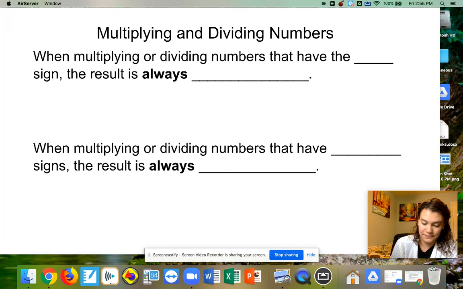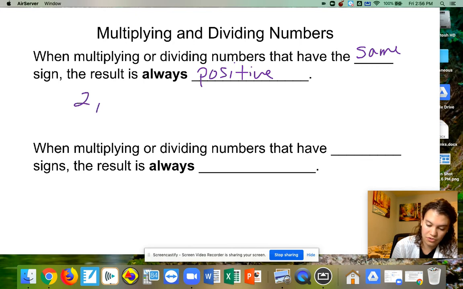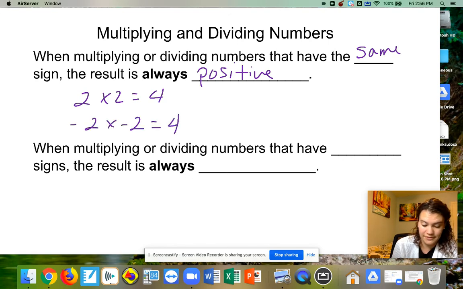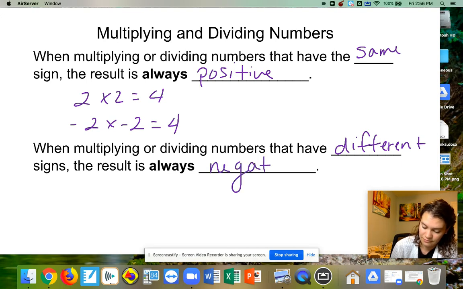All right, multiplying and dividing. So when multiplying or dividing numbers that have the same sign, the result is always positive. So whether you have like 2 times 2, so 2 positive numbers would be positive, negative 2 times negative 2 would also be positive. When multiplying or dividing numbers with different signs, the result is always negative. So negative 2 times positive 2 would be negative 4.